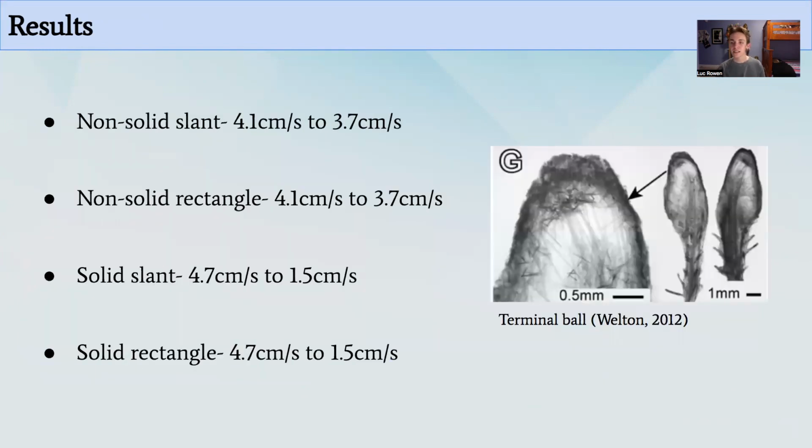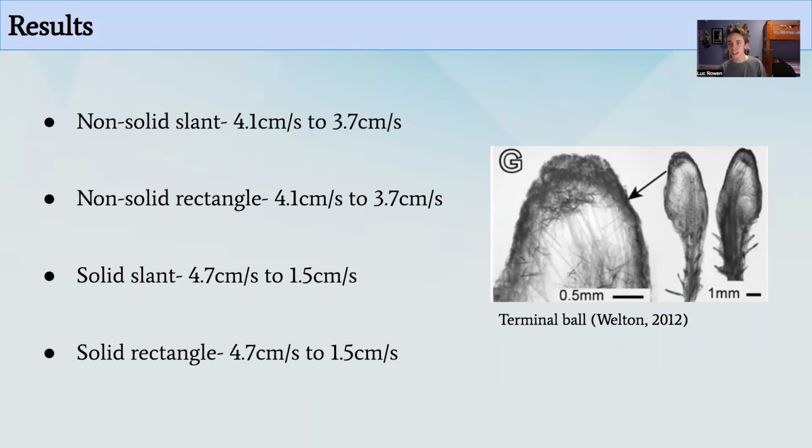In terms of velocity, while the average velocity is relatively the same across the 4 morphologies, approximately 3.9 centimeters per second, there is a vastly different velocity distribution in the wake of the sponge. For the solid morphologies, the velocity goes from 4.7 centimeters per second to 1.5 centimeters per second, whereas in the non-solid morphologies, the velocity goes from 4.1 centimeters per second to 3.7 centimeters per second. I hypothesize this is to help with distribution of sperm.